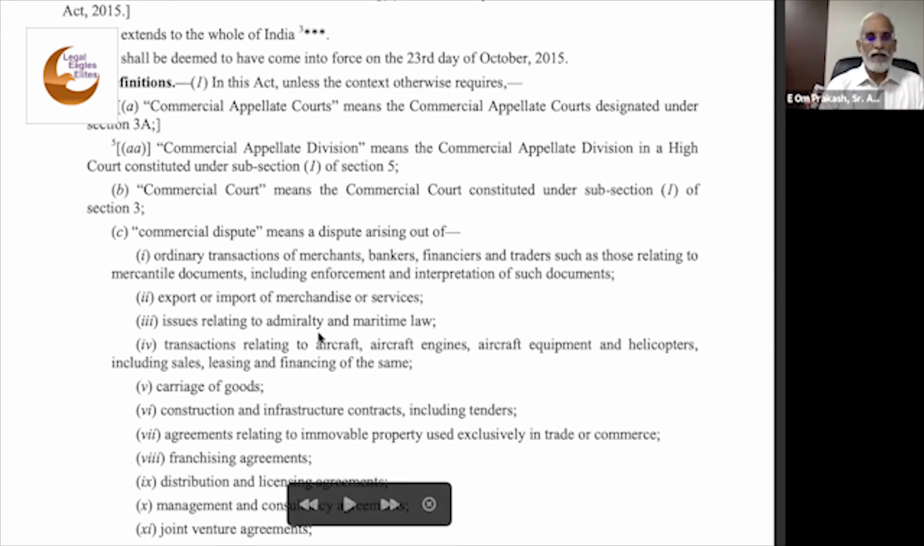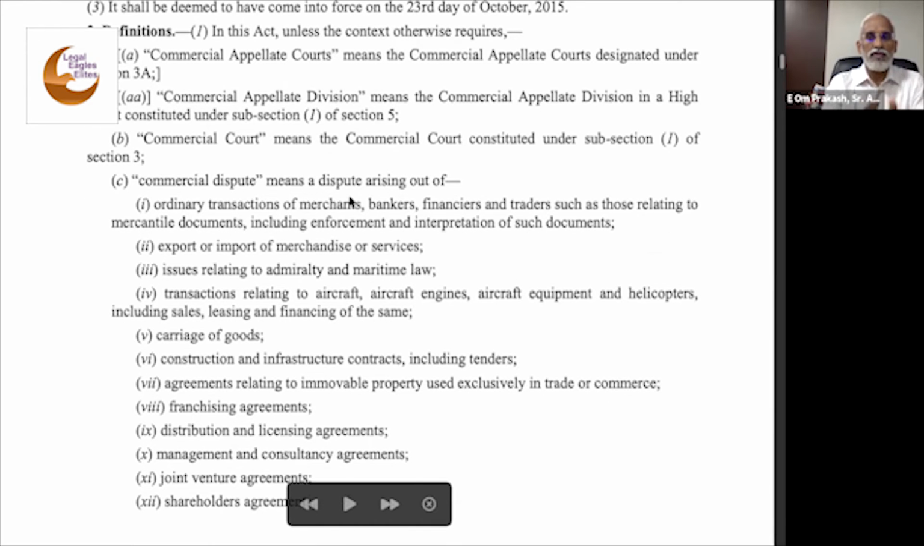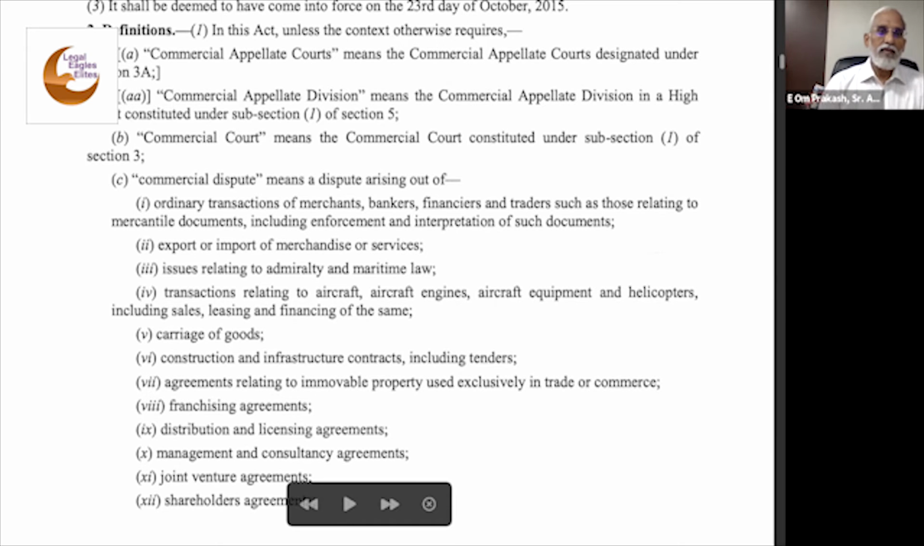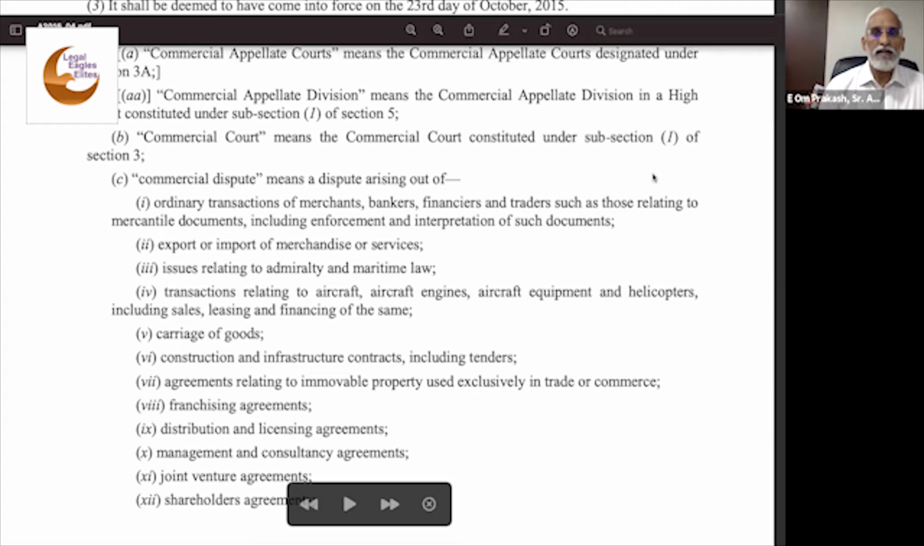2(1)(c). I think you'll be able to see it on the screen now. This is the definition which is of very great importance as far as the implications of this Act are concerned. Now, commercial dispute means a dispute arising out of, and it goes on giving a big list. You can find it says ordinary transactions of merchants, bankers, financiers, and traders, such as those relating to mercantile documents, including enforcement and interpretation of such documents. This is the common clause which is being made use of because it covers merchants, bankers, financiers, and traders.